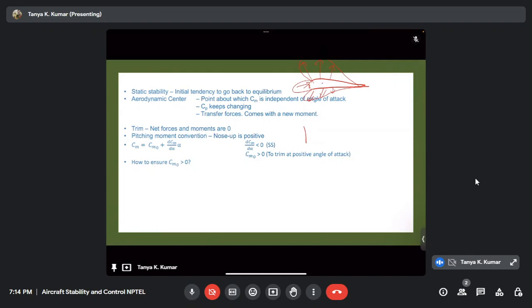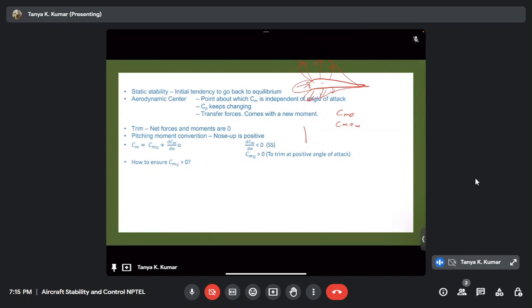So aerodynamic center is a point about which the pitching moment or Cm is independent of angle of attack. When you transfer the forces from the center of pressure to the aerodynamic center, it comes along with a moment. What is that? That is the Cm naught, or Cm naught of the wing. So that is that quantity.